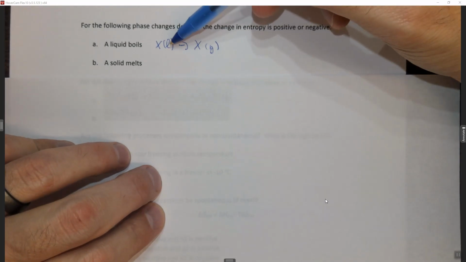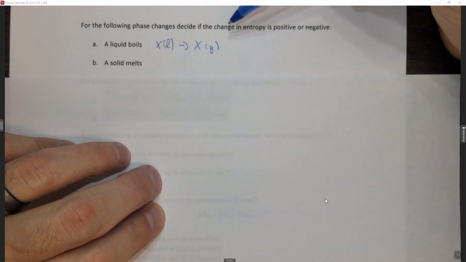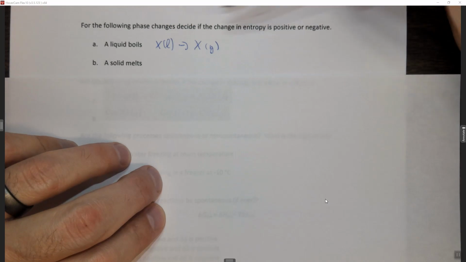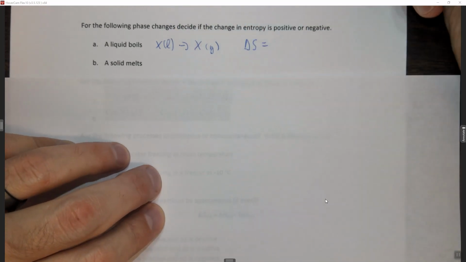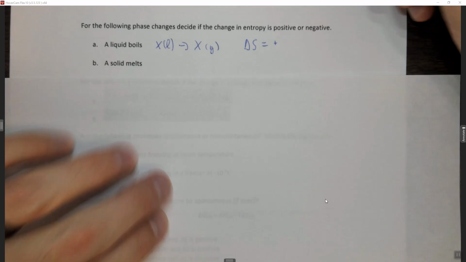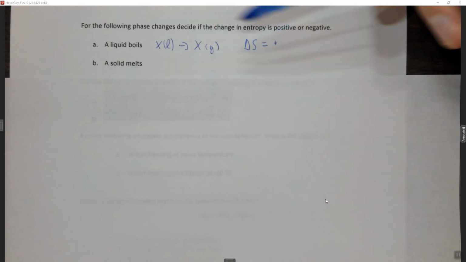So in this case, we've dispersed the molecules, we've made them more random, or we've dispersed the energy. So in this case, delta S for this particular example is going to be positive. We have increased the entropy.